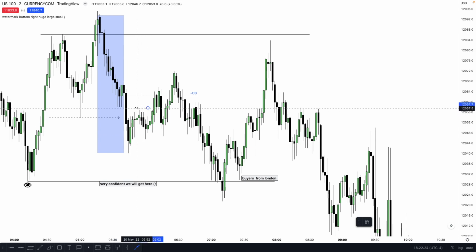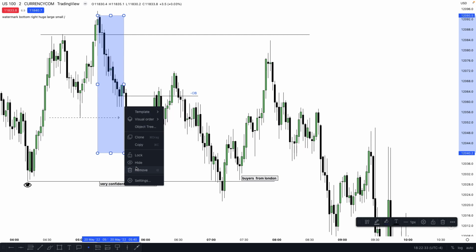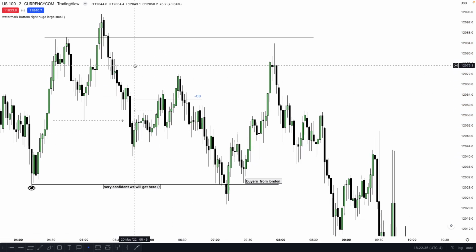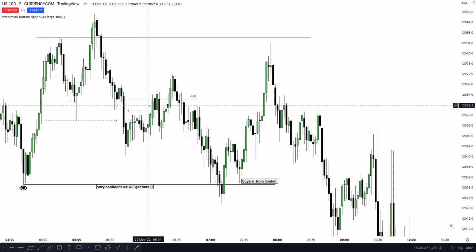So right here, this candle, look at this candle here. Look how energetic this candle is right here. Energetic candle breaking this low, displacement. So what should we be looking for next? Well, what I was looking for is price to rebalance itself back up inside of a bearish order block or imbalance or something like that.